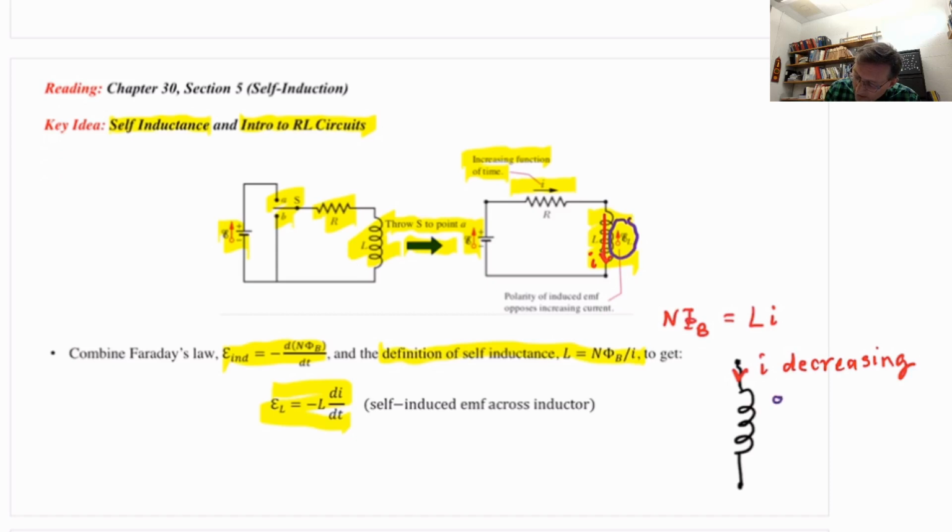Well, the induced EMF, curly E sub L, will be that way. Okay? High potential, and low. The opposite of what we just had, because it doesn't want the current to decrease. So we will have to keep track of whether the current through the inductor is an increasing function of time or a decreasing function of time, because that will determine the polarity of the induced EMF across the inductor. But the bottom line is the induced EMF across the inductor will always have a polarity such as to try to cancel out the change in the current going through it.